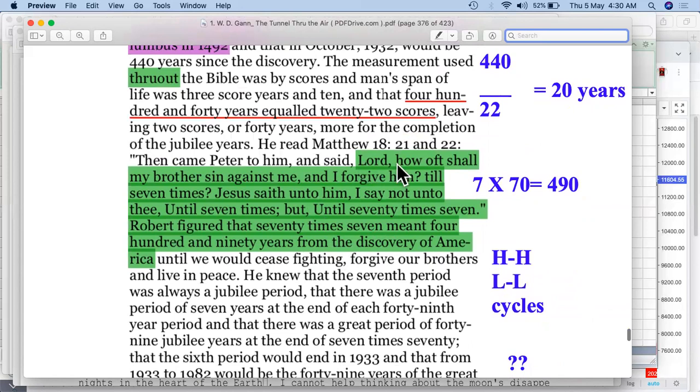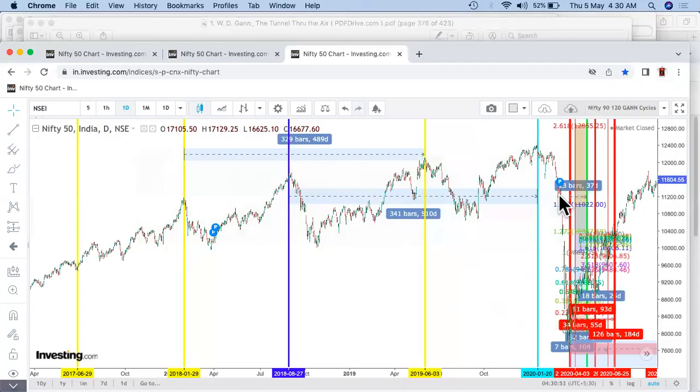So still I'll read. Lord, how often shall my brother sin against me, and I forgive him? Till 7 times? Jesus said unto him, I say not unto thee until 7 times, but until 70 times 7. So 70 times 7 comes to 490, right? Now, if you see the cycles of 490, there are various interpretations that we had.